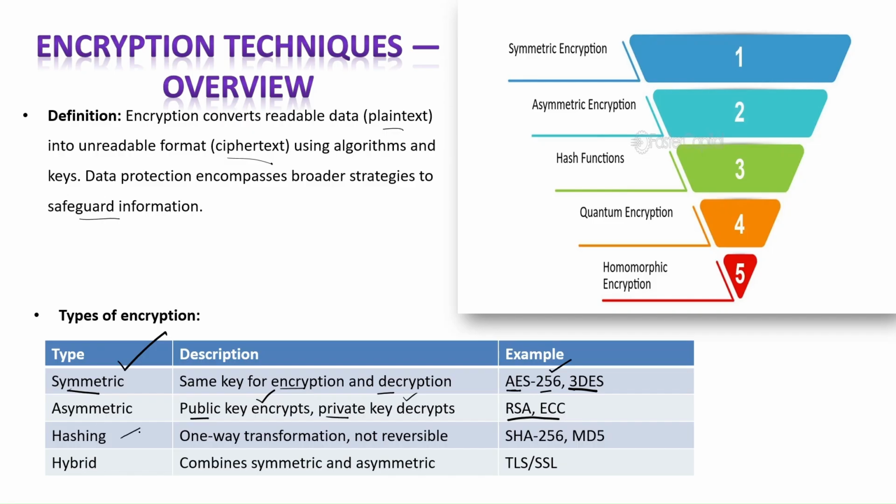Then we have hashing. So hashing is not actually, you can say, an encryption. It is a one-way transformation and it is not reversible. What does this mean? This means that if you pass this text through hashing algorithms and you have some type of hash, you cannot convert this hash back to the plain text.